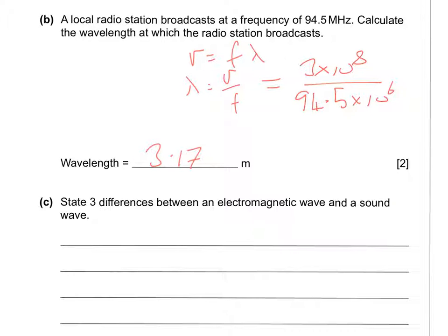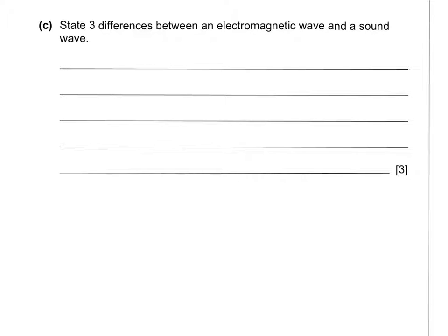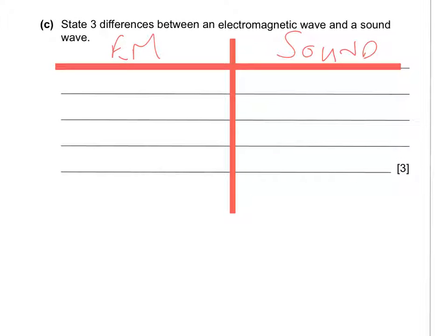Part c then says state 3 differences between an electromagnetic wave and a sound wave. So probably just break this into a little table, just so that you can compare the properties. So the first and most obvious is that electromagnetic waves are transverse and sound is longitudinal.